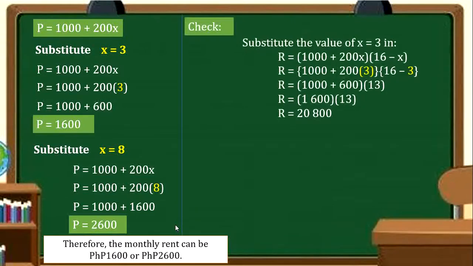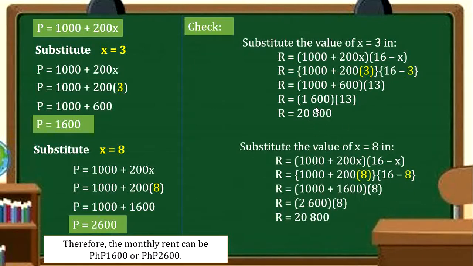So, kapag chinek natin siya, so, pinalitan natin dito ng 3. So, magiging 1,000 plus 600 times 13. Okay? So, magiging 1,600 times 13. The answer is 20,800. So, tama yung R natin na 20,800. And then, kapag naman si X ay 8, so, magiging 1,000 plus 1,600 times 8. So, magiging 2,600 times 8. So, that is 20,800.